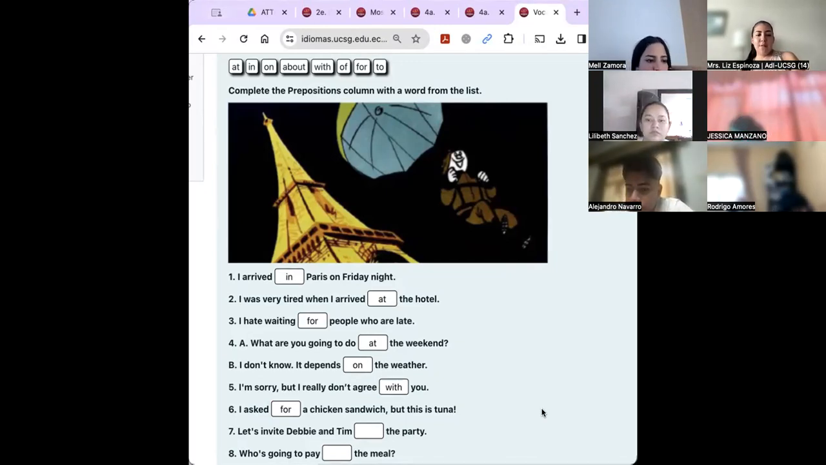Number 7, let's invite Debbie and team on the party. I think so. We say, let's invite. You don't invite them when you are already in the party, right? You invite them before. So invite them to the party. If you say on the party, it means that you were already at the party, and in that moment you call Debbie and team. No, so you invite them before.